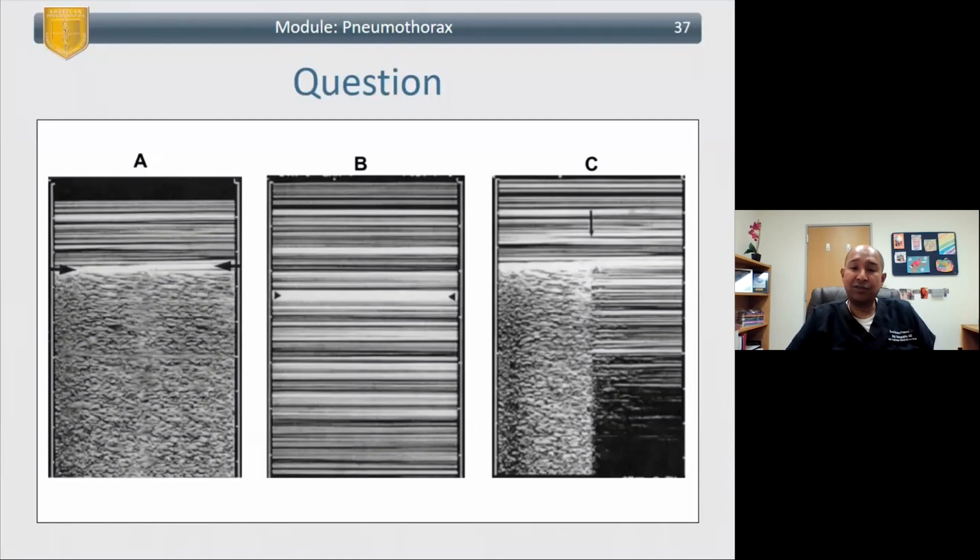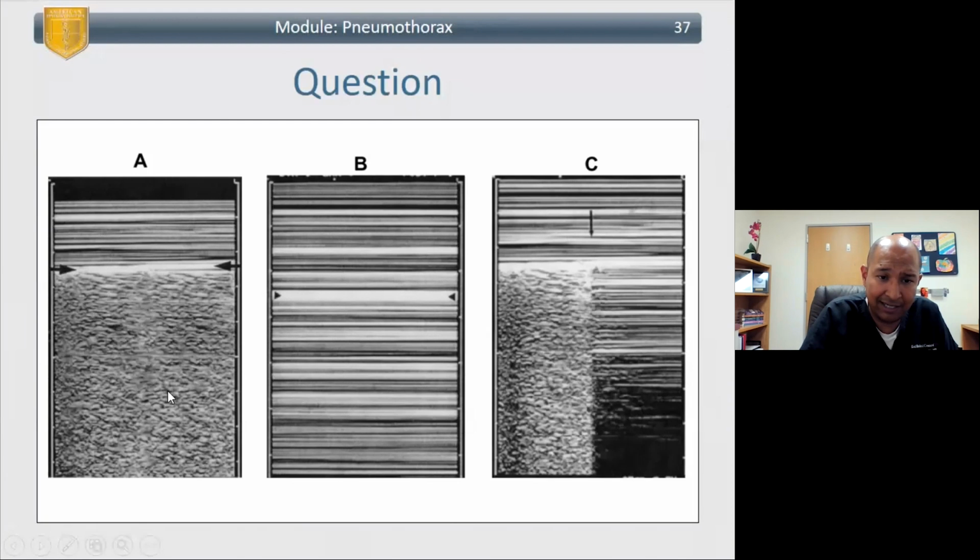All right. Usually when I do this live, you guys just raise your hand, but just to make sure we're on the same page, when you hit that M mode button, what sign is this, everyone? Just yell it out. Yep, you got it. That's the seashore sign. Very good. So this means no pneumothorax.